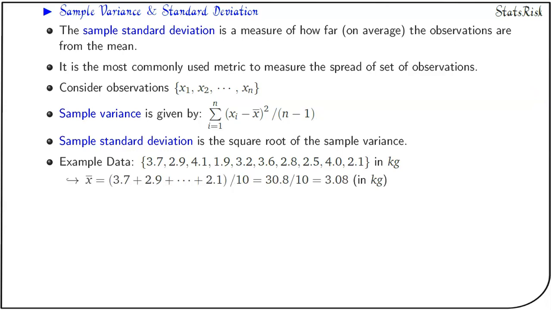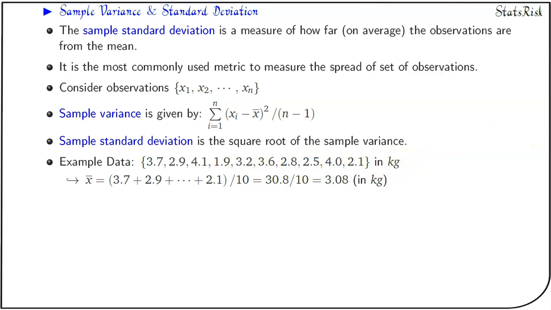The first thing to do, of course, is to calculate the x bar that we have here, the sample mean. And to calculate that, we simply sum all these observations and then we divide by the sample size. We have 10 measurements here, 10 observations. So the sample size is 10, right? And when we do this calculation, we get 3.08. This is the sample mean. And the unit of the sample mean, of course, is kilograms because the observations are measured in kilograms.